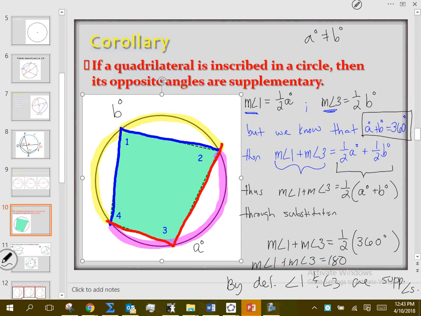Okay. And now because we chose A and B to be arbitrary, and ultimately angle 1 and angle 3 are arbitrary because they come in 2 and 4, we have proven now that opposite angles of an inscribed polygon are always supplementary. So what do all 4 angles add up to? 360. And that's a fact that we already knew because it's a quadrilateral anyway.